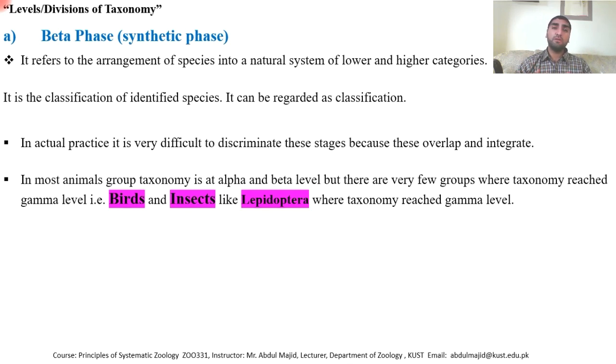Taxonomy is not up to that mark in all groups. It has not reached that level yet. But in some groups we have gamma level, for example in birds, insects, lepidopterans, and maybe in some fishes or other animal species, but not in all. So in most groups we have alpha level and beta level, and only very few, limited groups where animals are so well studied that they reached subspecies level. Then we have the gamma phase. Otherwise we don't have a gamma level.